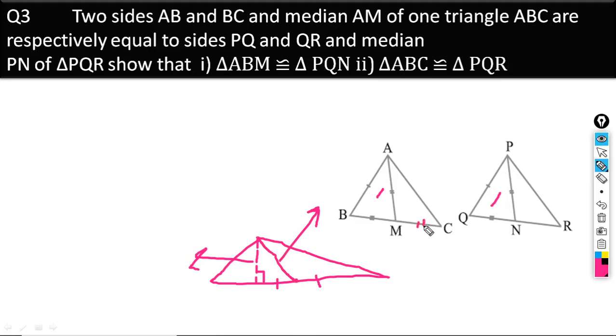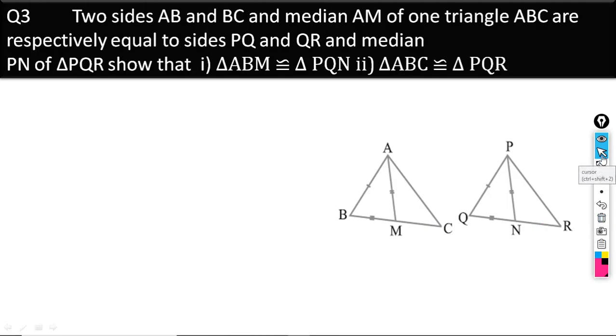Third, mention this. All bases are equal, so their halves are also equal. So we will mention it. Let us start with the first step. In the first step, we are going to prove these two triangles congruent.